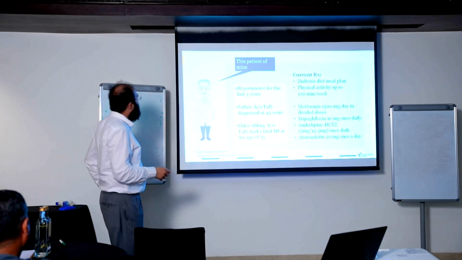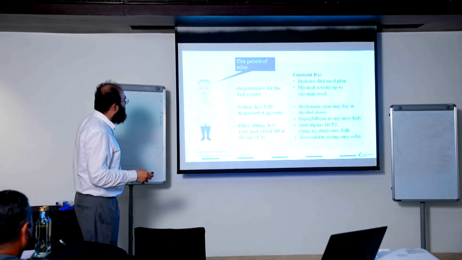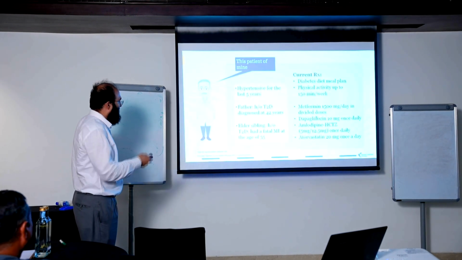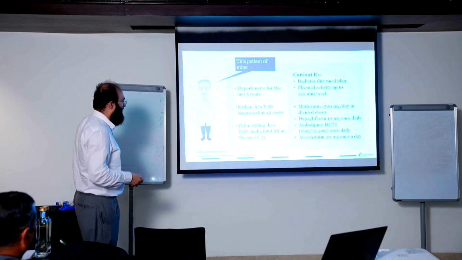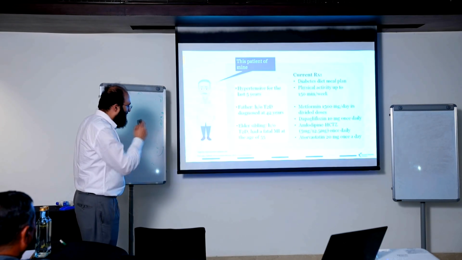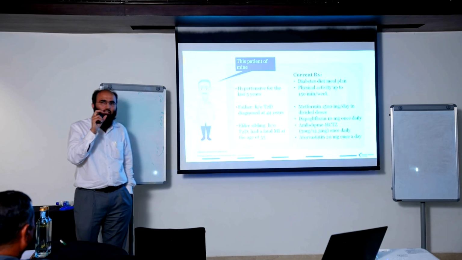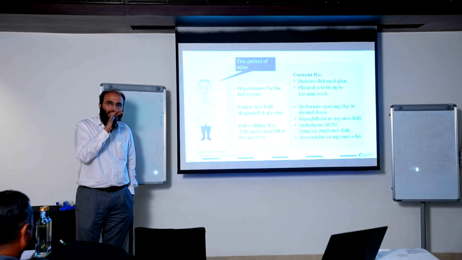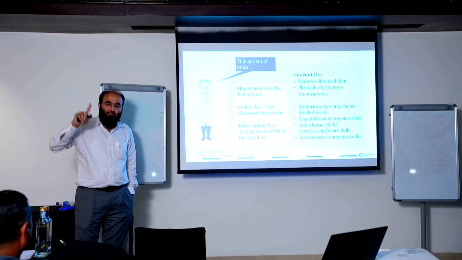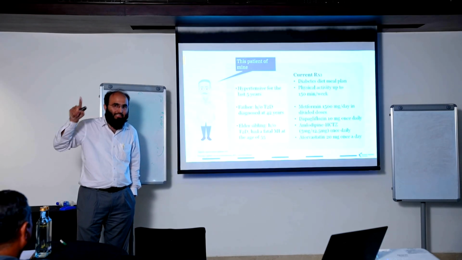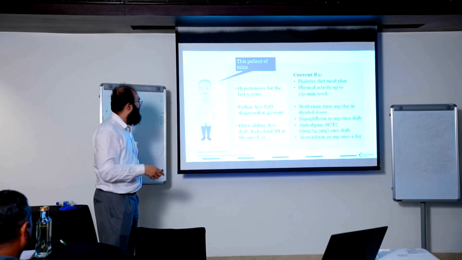So this patient is hypertensive for the last 5 years. His dad had type 2 diabetes, diagnosed at the age of 42 years. An elder sibling with a history of diabetes had a fatal MI at the age of 55. MI in a male at an age less than 55 is premature ASCVD, and MI in a female at an age less than 65 is premature ASCVD.